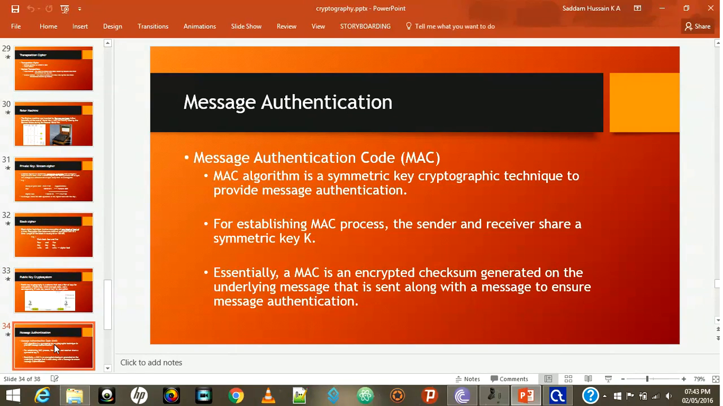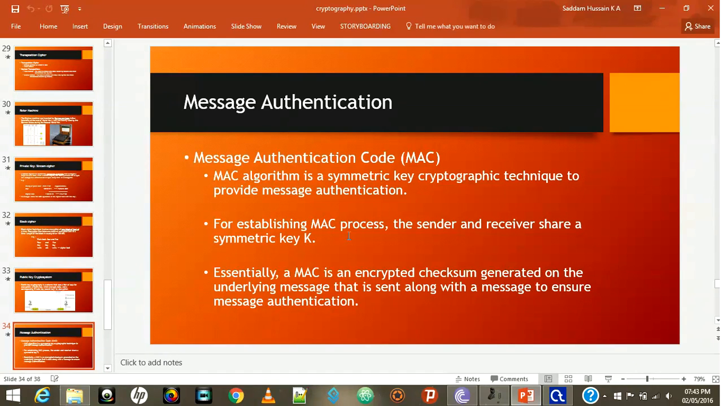Then we have message authentication. Message authentication is necessary so that no one can access the information without authentication. For this we have MAC, the message authentication code. The MAC algorithm is a symmetric key cryptography technique to provide message authentication. So we will have one code to authenticate the message between the sender and the receiver.